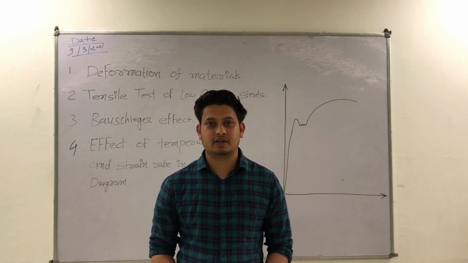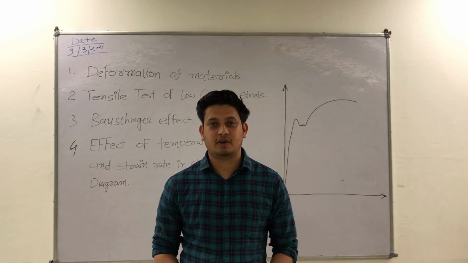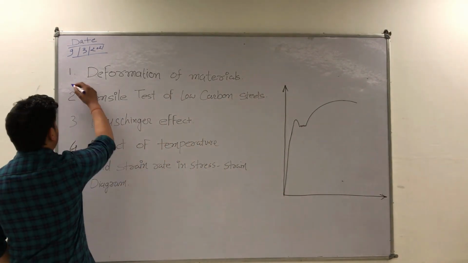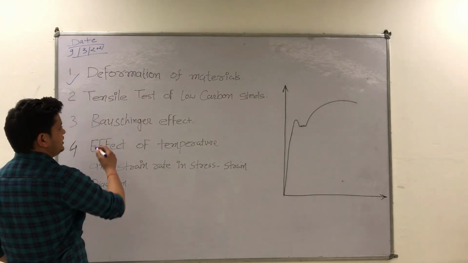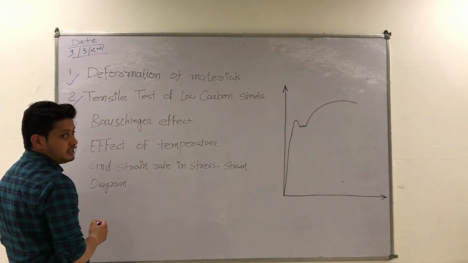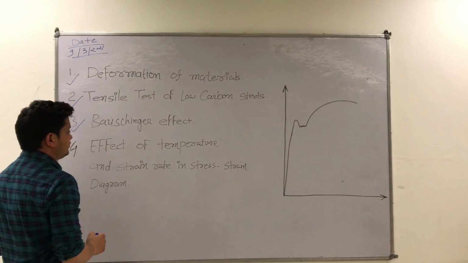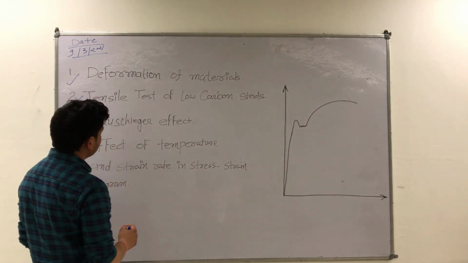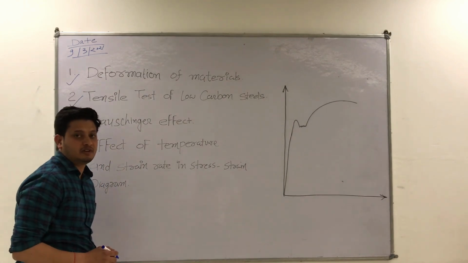I am an M.Tech scholar at IIT Ropar, and in this video I am going to explain four topics. First one is deformation of materials. Second is tensile test of low carbon steel. Third one is Bauschinger effect, and fourth one is the effect of temperature and strain rate in the stress strain diagram. Now the first topic is deformation of materials.